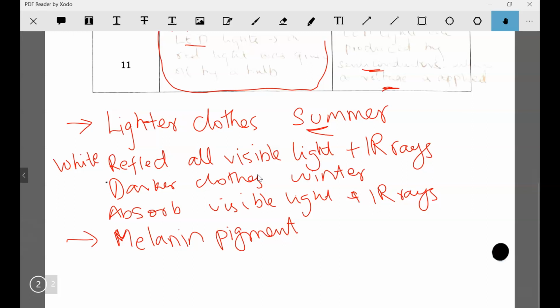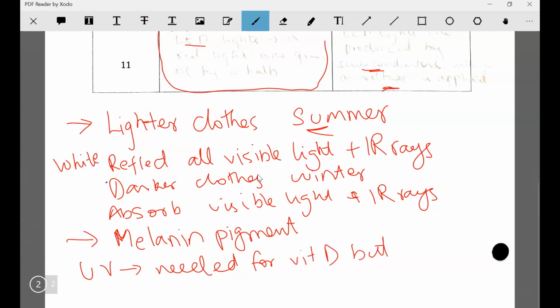Now, UV rays are like a double-edged sword. We need a little bit of it. UV rays are needed for vitamin D production, but excess exposure can cause skin cancer. All right, so we need a little bit of it, but not too much. It's like, pretty much, anything. In moderation, it's good, but as soon as you get too much, it starts to get not so good.